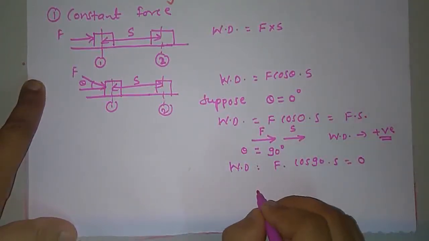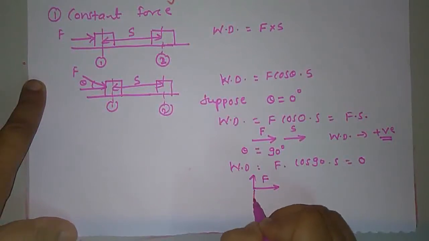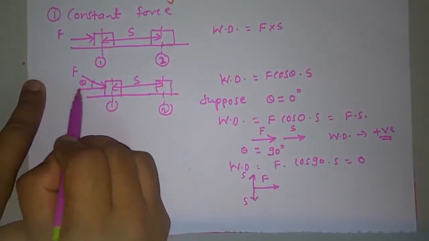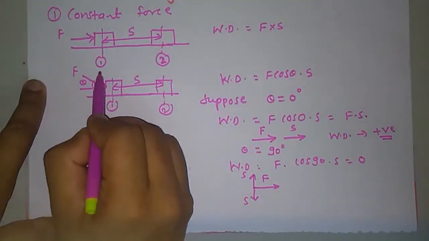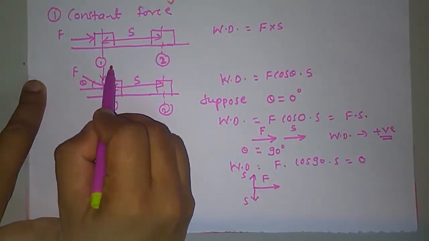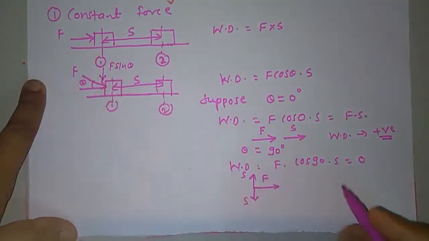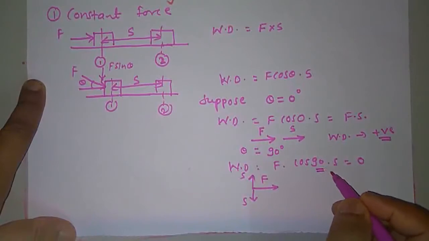So what this means is, if the force direction is this and the displacement direction is like this, there is no displacement. The displacement is due to this horizontal force, but there is no displacement in the y direction due to this vertical force, meaning theta is 90 degree. So in this condition, work done is 0 due to theta being equal to 90 degree.